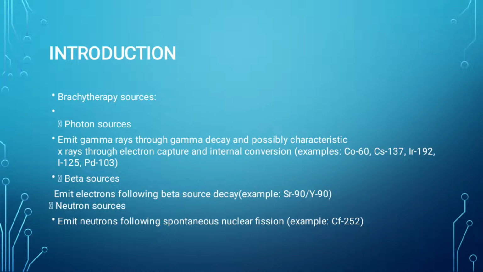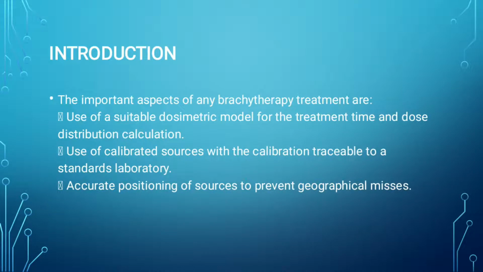Neutron sources emit neutrons following spontaneous nuclear fission. Example is californium-252. Important aspects of any brachytherapy treatment are use of a stable dosimetric model for the treatment time and dose distribution calculation, use of calibrated sources with the calibration traceable to a standards laboratory, and accurate positioning of sources to prevent geographical misses.